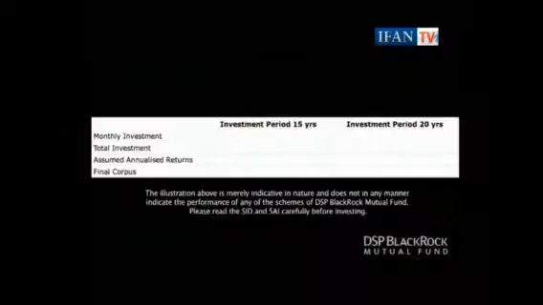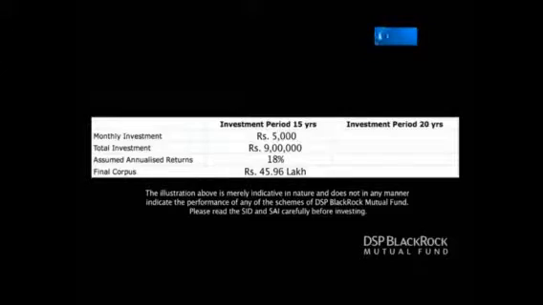A delay of 5 years can cost you the crorepati tag. Let me illustrate how. If you make a monthly investment of rupees 5,000 for a period of 15 years, you will have invested the sum of 9 lakh rupees. At an annualized return of 18% per annum, this 9 lakh will have grown to 45.96 lakh.